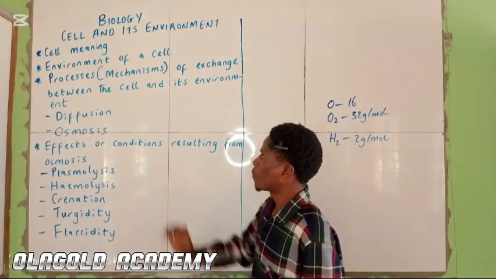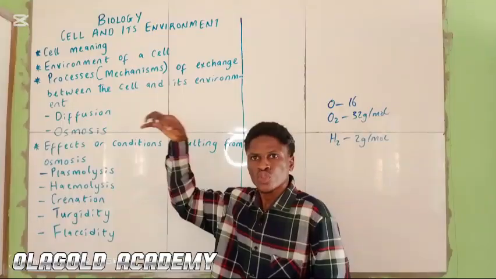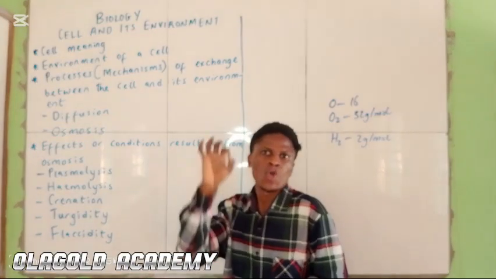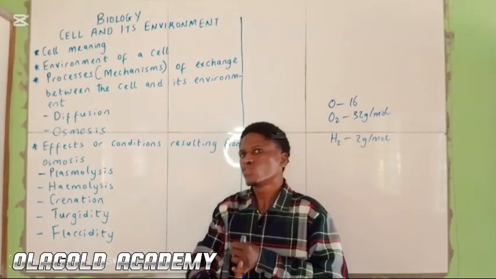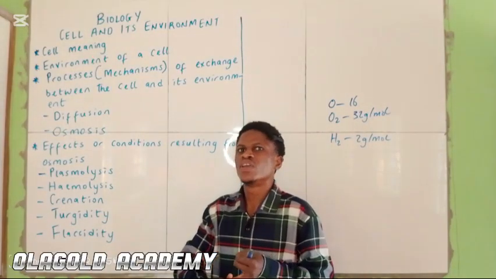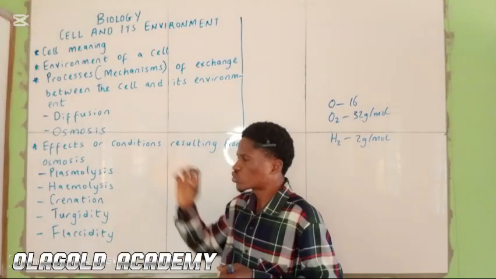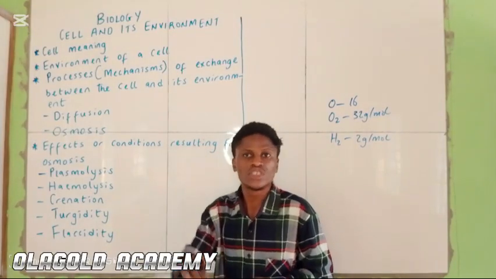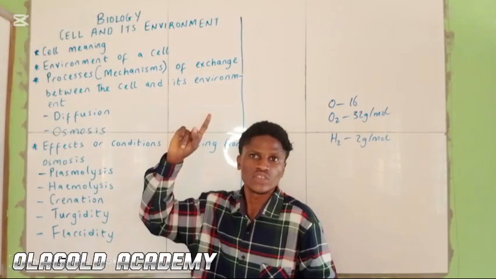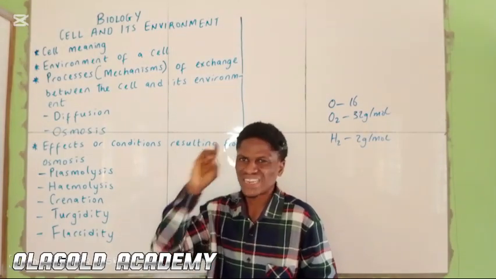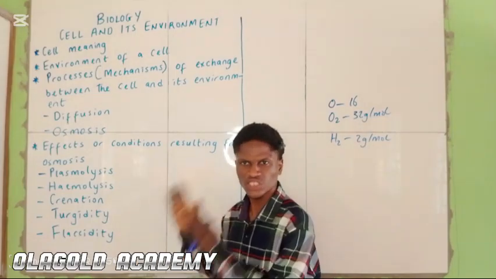Alright, so we have defined osmosis to be different from diffusion in terms of water molecules. For diffusion, it can involve solid molecules, it can involve liquid molecules, it can involve gaseous molecules. Whereas osmosis involves only movement of water molecules, and it is always through a selectively permeable membrane. That's the difference.